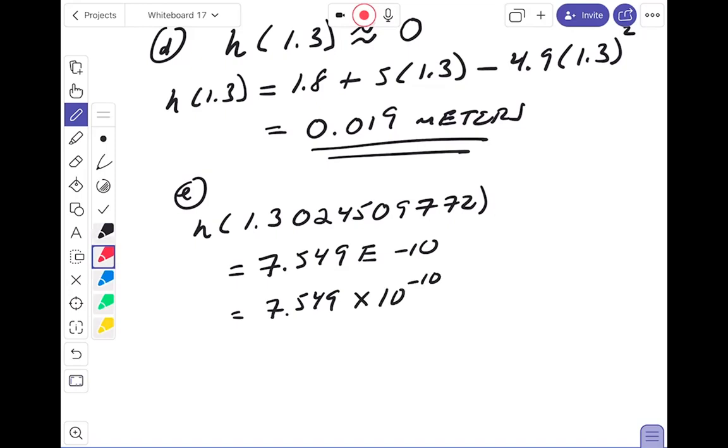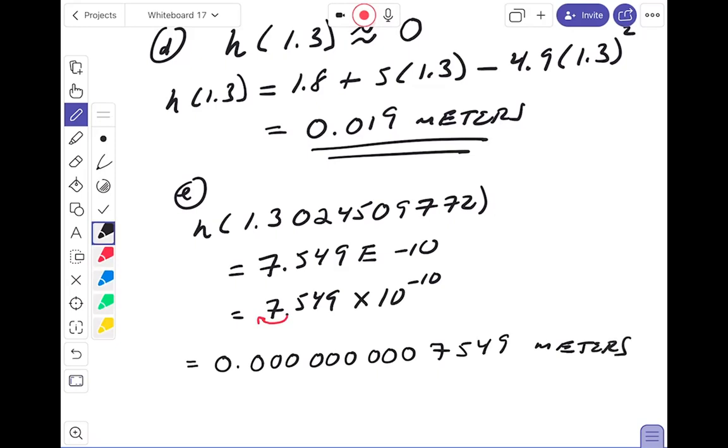Now, what does that mean? I'm taking this decimal and I'm moving it 10 places in that direction. Let's write that down. So what's that going to be? It's going to be 9 zeros. Meters. I hope you realize that's an incredibly small number. All right. So I'm going to say it got closer to it. Still hasn't hit it, by the way. Getting closer and closer and closer. All right. So I'm going to say this is done.